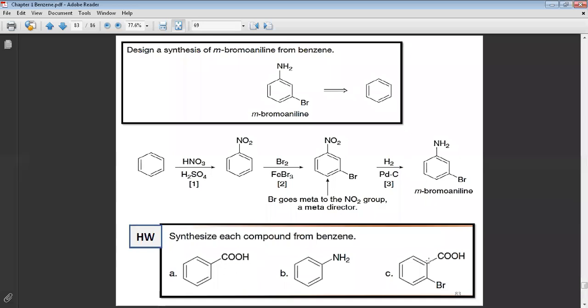This is also homework for you. These are synthesis examples: this one is alkylation, oxidation; this one is nitration, reduction. Think about this for yourselves.